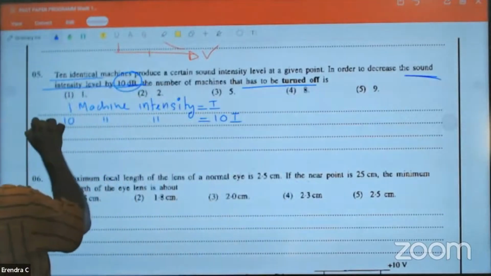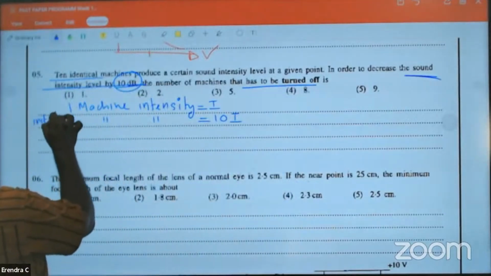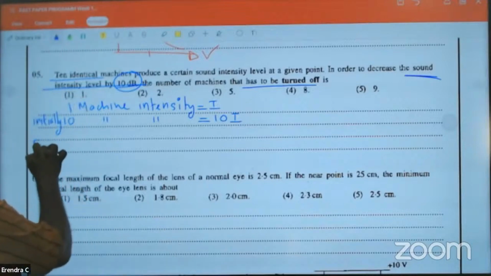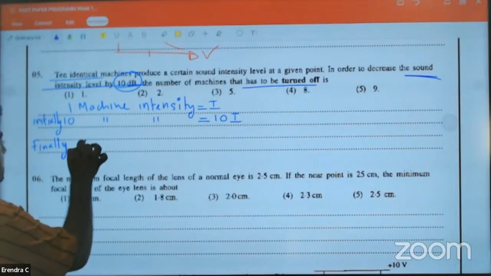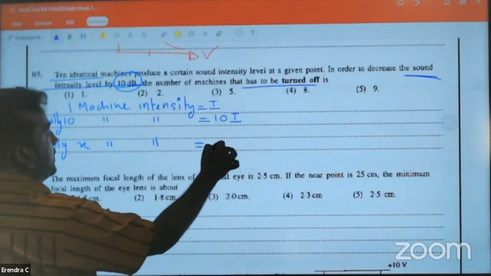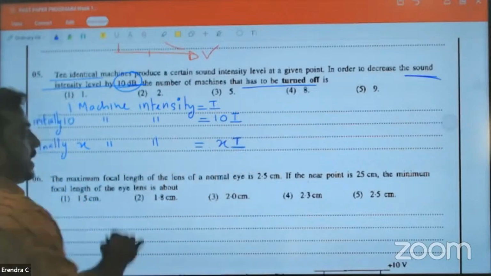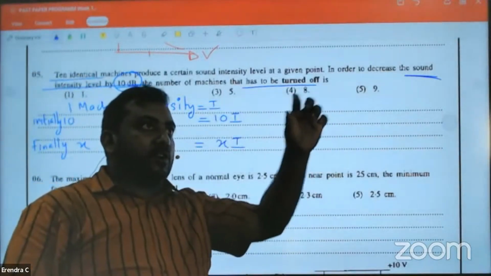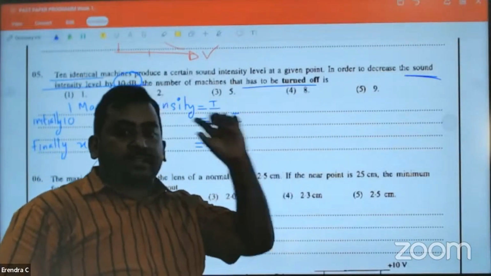Let's say initially 10 machines are there. Finally, X machines are there. So X machines means X times I, right? So initially 10 are there, finally X are there. So how much have I switched off? 10 minus X.